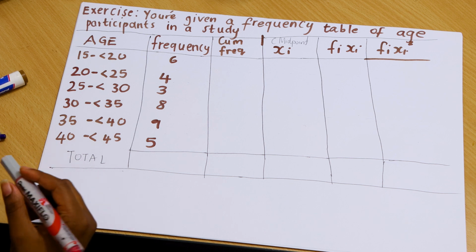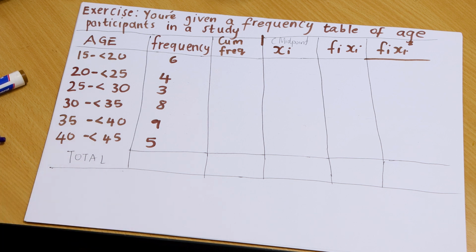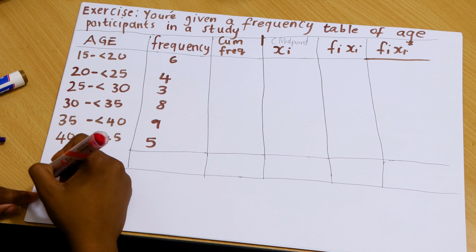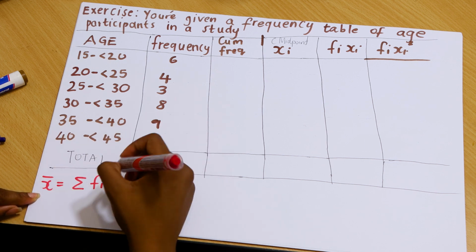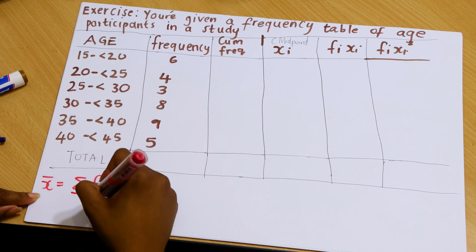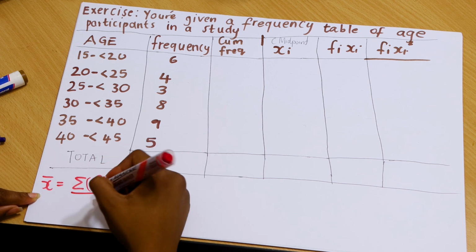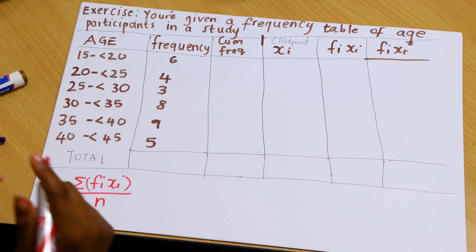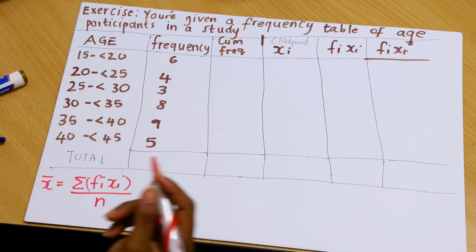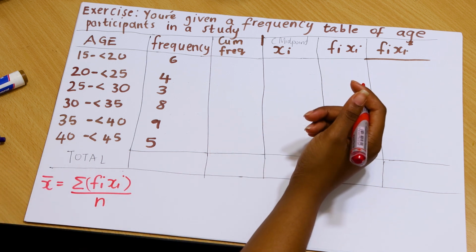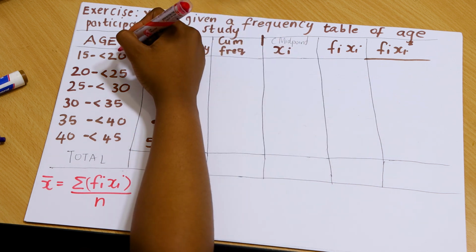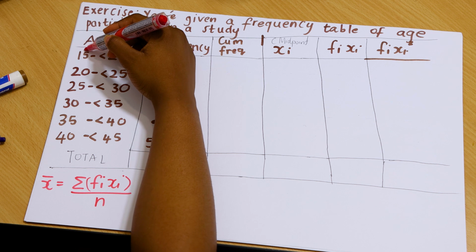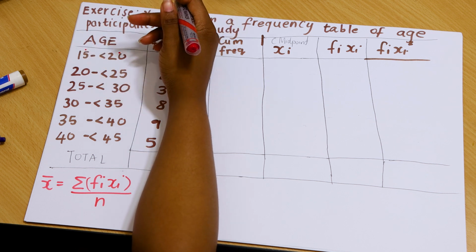Okay, so the first question wants us to calculate the mean. We saw that in order for you to get the mean, the equation is given by the sum of the frequency multiplied by the midpoint, divided by the sample size. But then how do you get the midpoint? To get the midpoint, you say the upper limit plus the lower limit divided by 2.